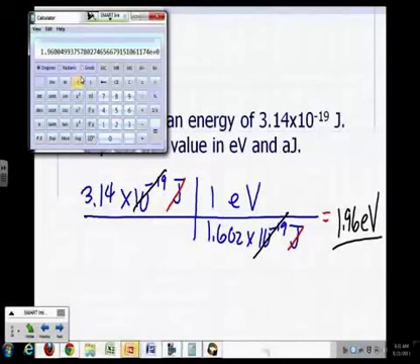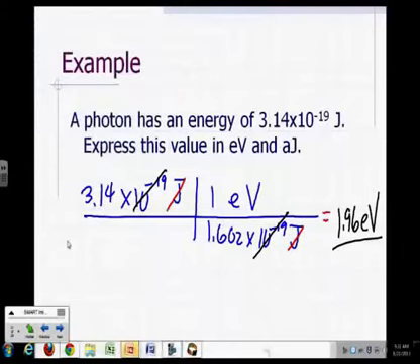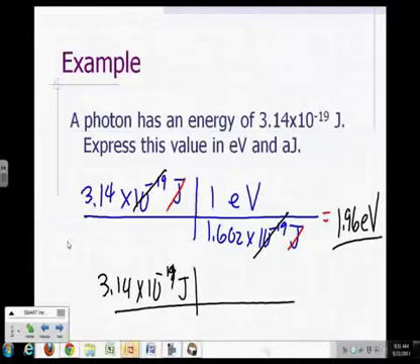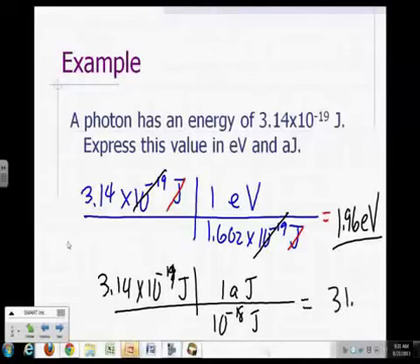So you can see, nice numbers to deal with, easy numbers to deal with. What would be in attojoules? 3.14 times 10 to the negative 19 joules. What's an attojoule? 10 to the negative 18 joules. So that's just going to give you 31.4 attojoules.